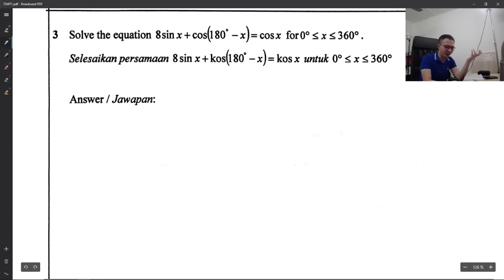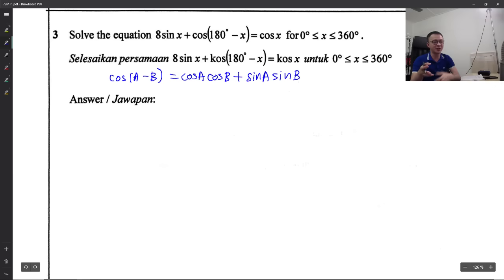Okay, for this one, there's one formula you have to know. It's about cos(A minus B). You have to use the formula cos(A minus B), which is cos A cos B plus sin A sin B. So I will use this formula and then I will solve the whole question.